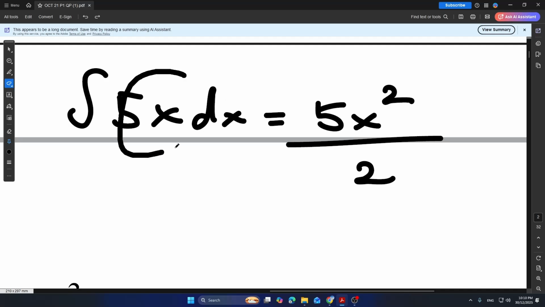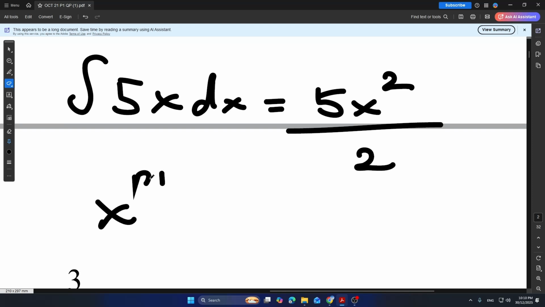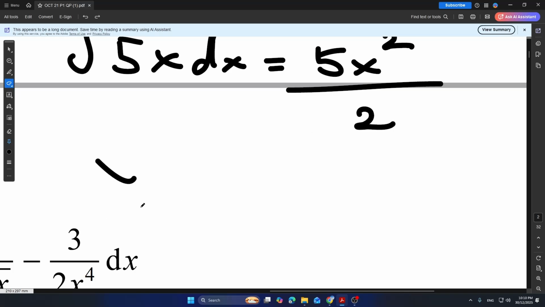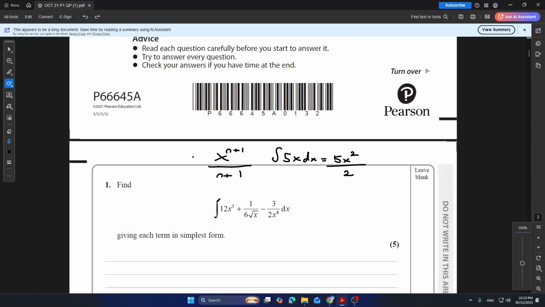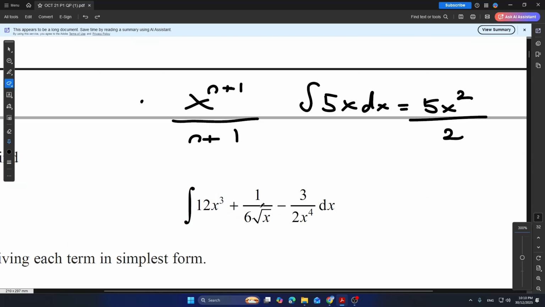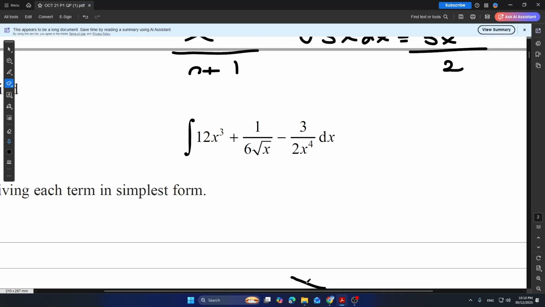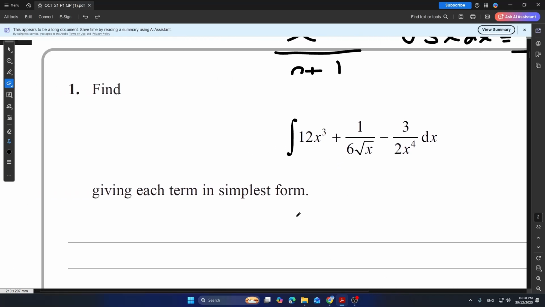So this is this integrated. This is an indefinite integral, and the integration rule is x power n plus 1 over n plus 1. Now how can we apply it on the question that we are doing? Okay, so the question that is given right now is 12x cubed plus 1 over 6 root x minus 3 over 2x power 4. First thing we need to do is break and simplify the equation that has been given.